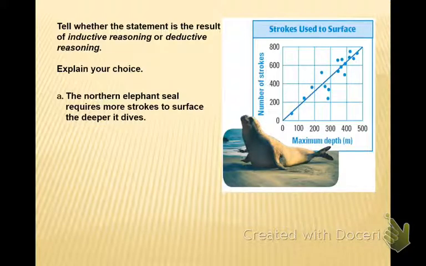If it were a proven fact, would you have those dots in the graph scattered so much? Because apparently it looks like for some northern elephant seals, they didn't require as many strokes to be at the same depth, right? Okay, but if it were a proven fact that it's going to take more strokes the deeper they dive, would those dots be scattered so much? Would your data be scattered so much? Okay, so then Mandy? Wouldn't it be like it's inductive because we were using data?